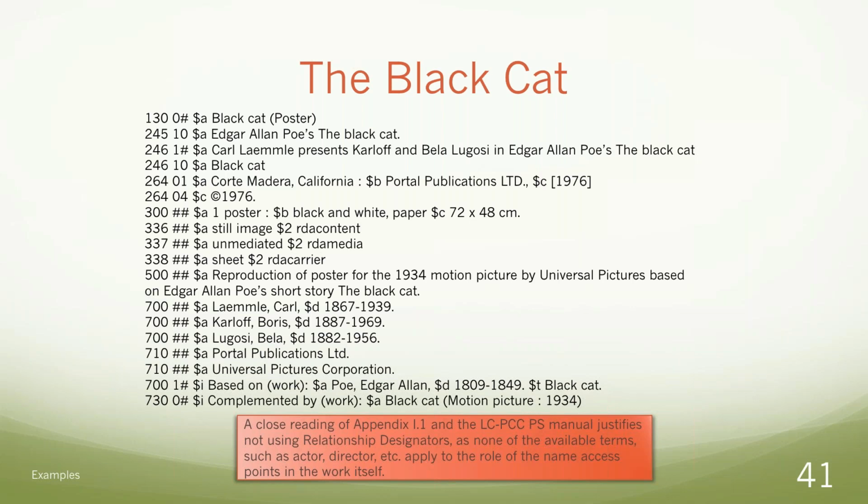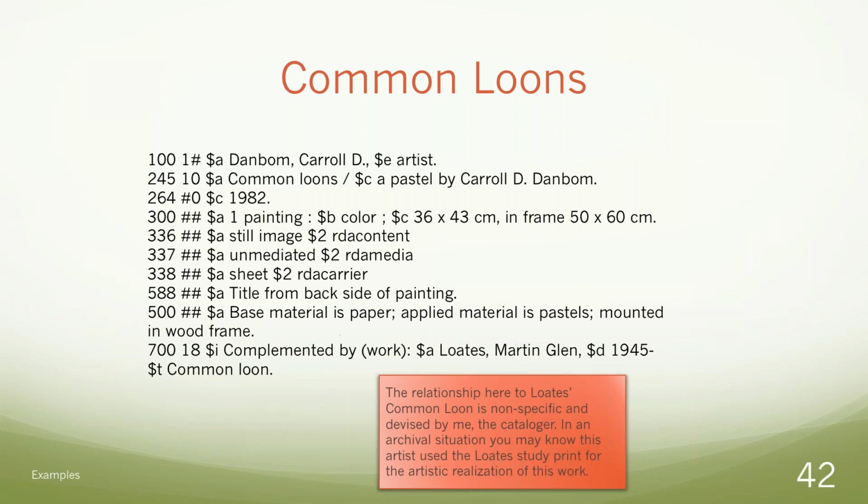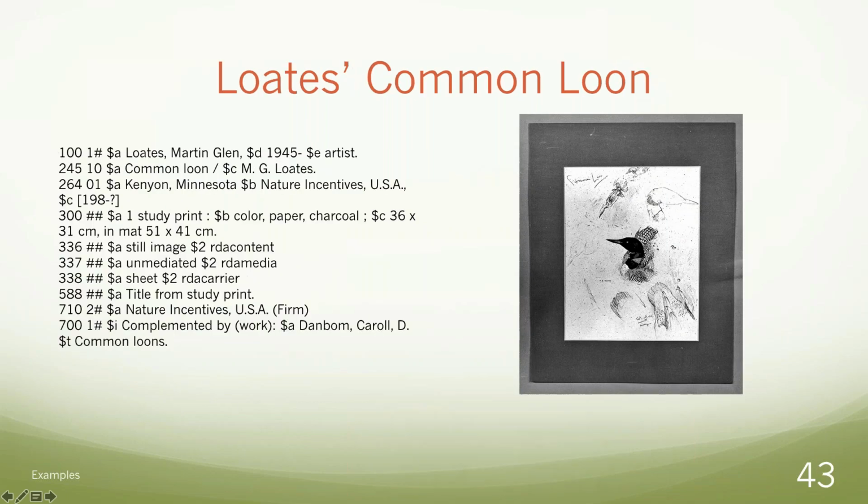So when you can't readily identify a term or a relationship, then you will not have a subfield E that follows those particular names. And then here's our common loon. And then we can see here the subfield E artist that provides that relationship between Dan Baum and the work that she created. And then here we've got the study upon which that particular painting was based, was used as inspiration.